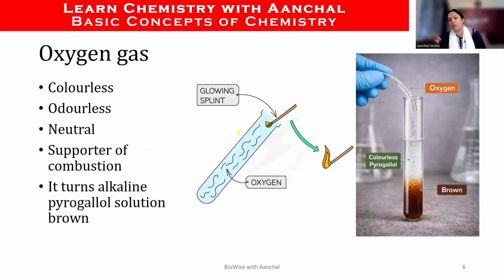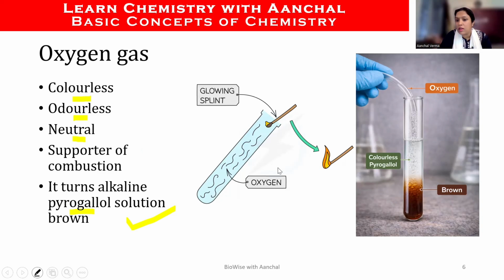Now, oxygen is what? It helps you to live. We survive because of oxygen. Combustion, respiration, all take place because of oxygen. So, oxygen is a colorless, odorless, and neutral gas. It is a supporter of combustion. It does not burn itself, but it supports combustion. And it also turns alkaline pyrogallol solution brown. So, this is a chemical test for oxygen.